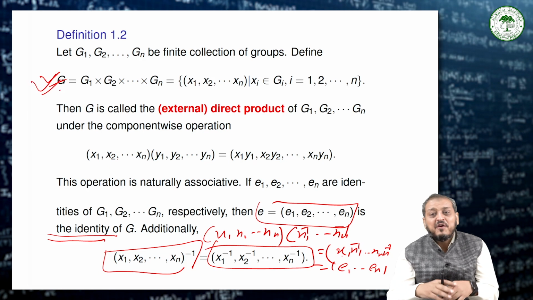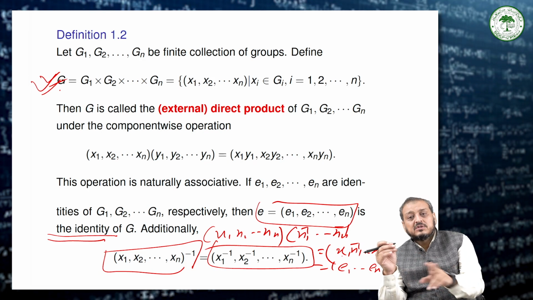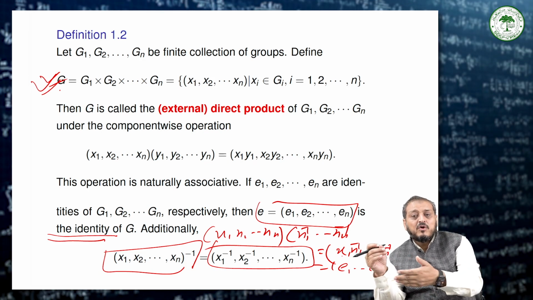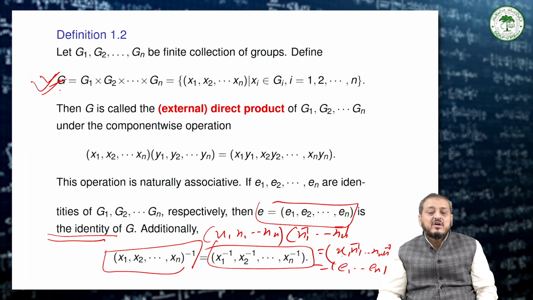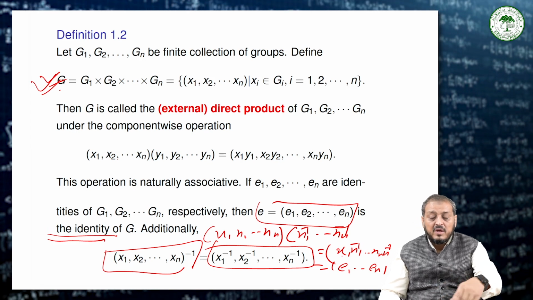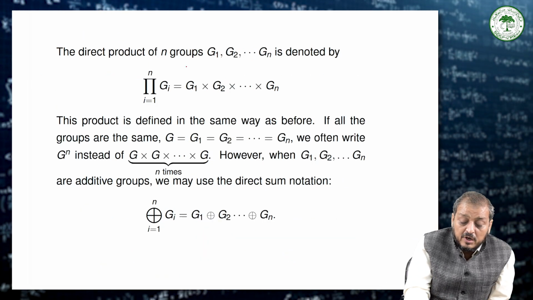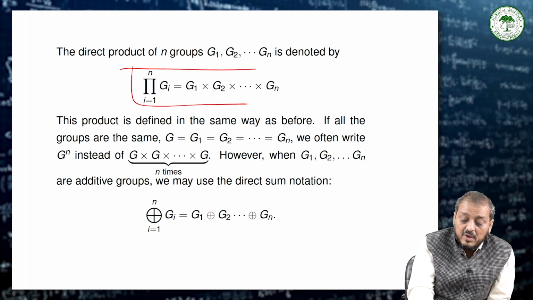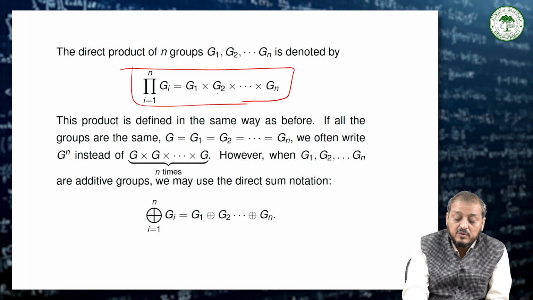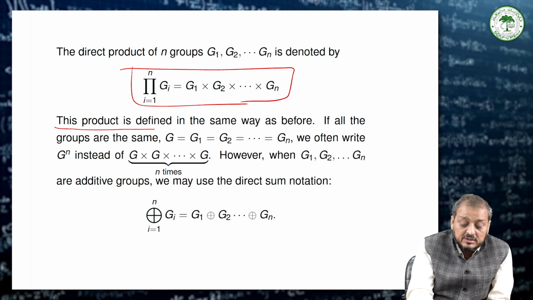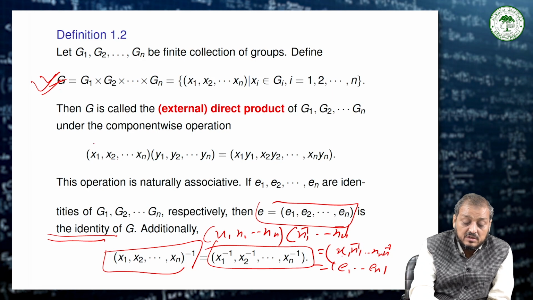So this means I showed for 2 groups that the direct product of 2 groups is again a group, but we can extend this to a finite number of groups G1, G2, and so on. Here we define the operation simply component-wise, in the form (x1, x2) with (y1, y2), and then clearly this is again a group. Now for the direct product of n groups, I denote it as the product of Gi, i running from 1 to n, which is simply G1 cross G2 cross up to Gn. This product is defined in the same way as before.